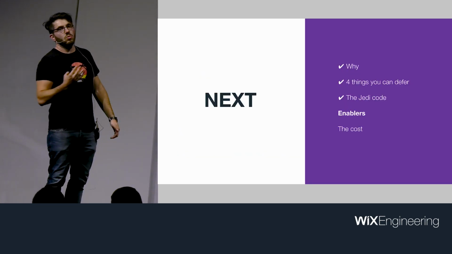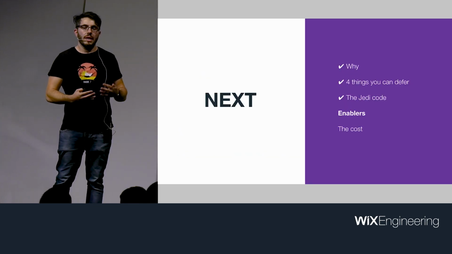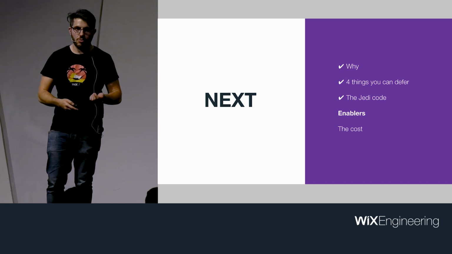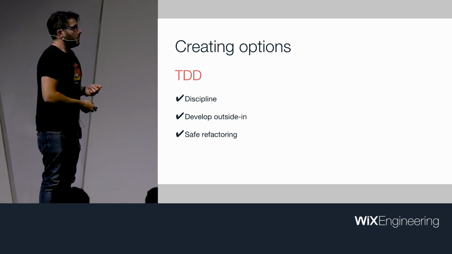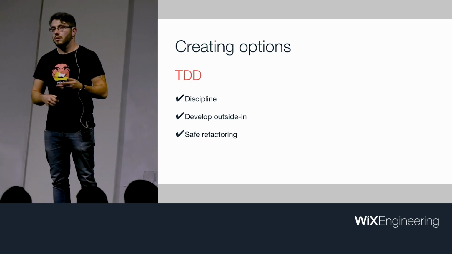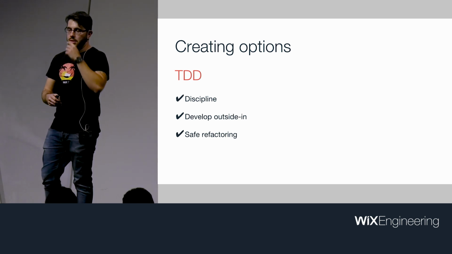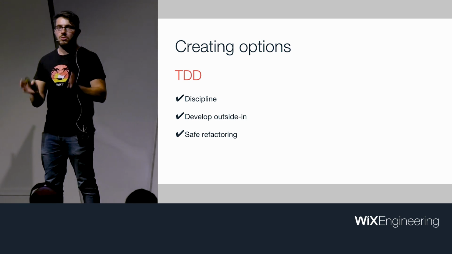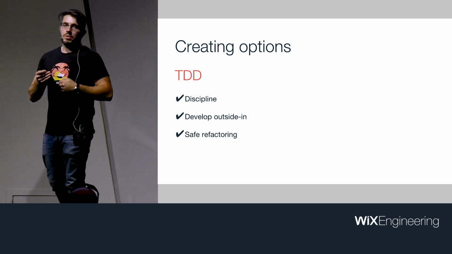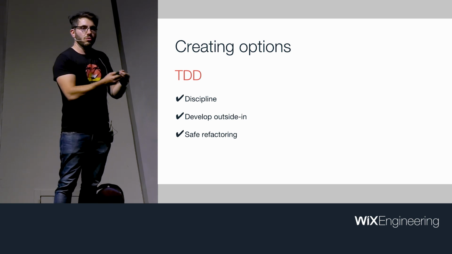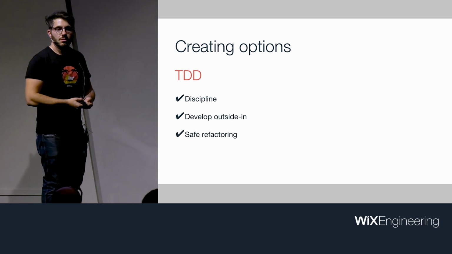So now that we know what options are, let's have a look at some things we can do in our code in order to create those options for ourselves. So let's start with TDD, right? TDD, at its core, is a practice which forces us to make no assumptions about our code, because it forces us to write the minimal amount of code possible in order to solve the problem at hand, right?